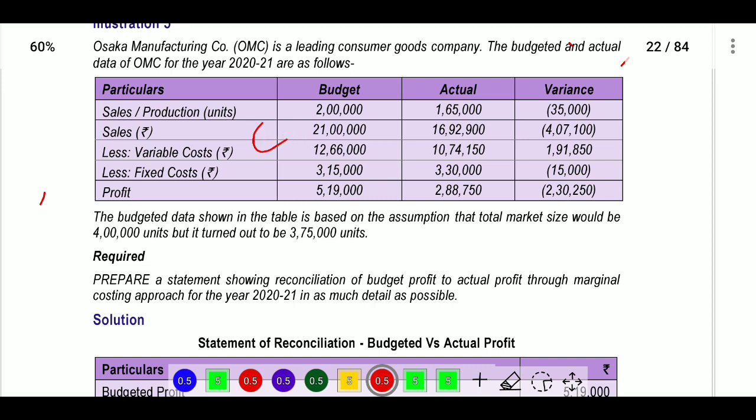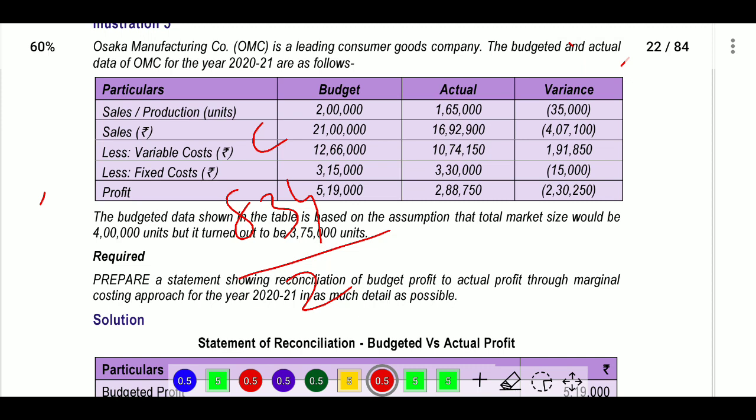Okay, based on this contribution, how much will we get? 21 lakhs minus 12 lakh 66,000 means 8 lakh 34,000 we will get. 8 lakh 34,000 divided by how many? For budget, 2 lakh units. This will become the average budgeted contribution per unit.